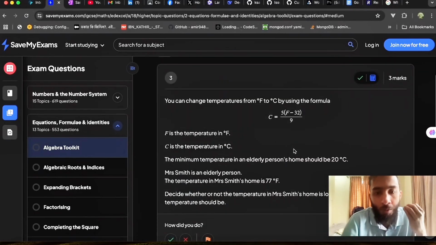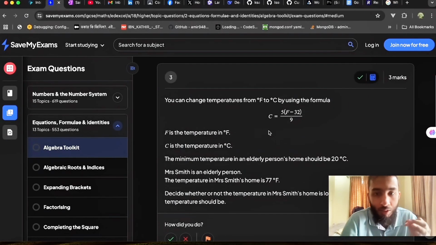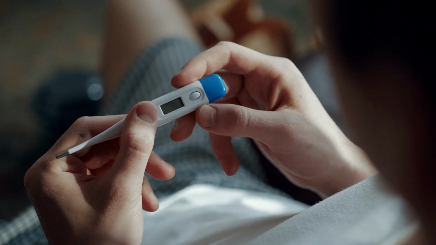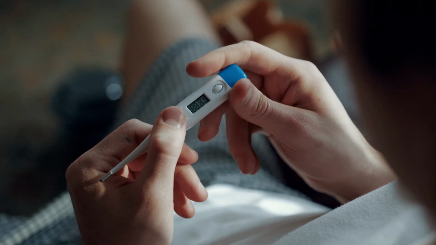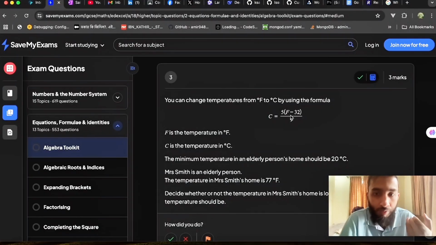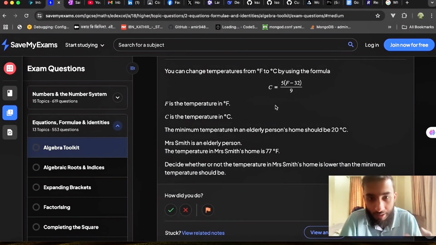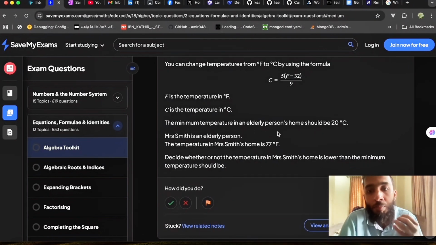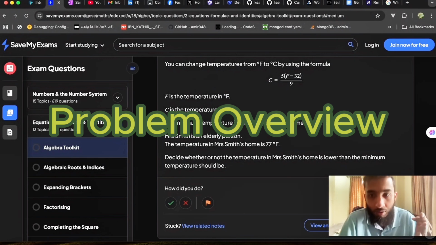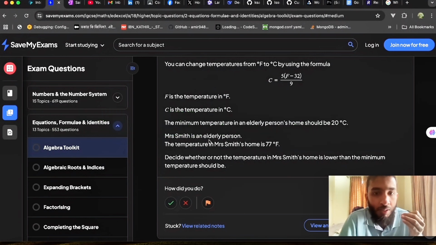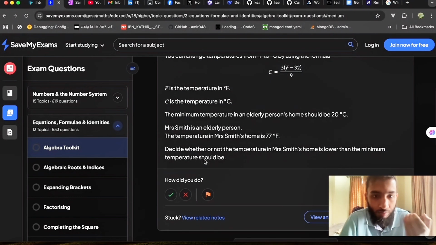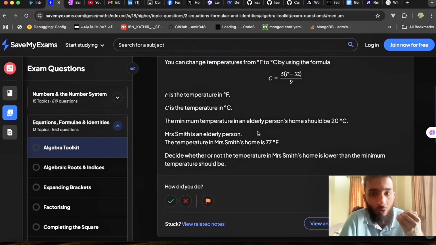If I now focus on problem number 3, let's read the problem. It's a worded problem. It says you can change the temperatures from Fahrenheit to Celsius by using this formula: C is 5 into F minus 32 by 9. F is the temperature in Fahrenheit, C is the temperature in Celsius. The minimum temperature in an elderly person's home should be 20 degrees Celsius. That's the minimum. Mrs. Smith is an elderly person. The temperature in Mrs. Smith's home is 77 degrees Fahrenheit. Decide whether or not the temperature in Mrs. Smith's home is lower than the minimum temperature it should be.